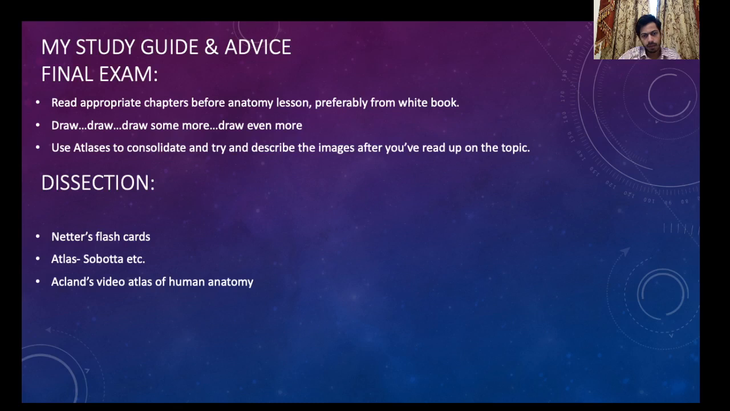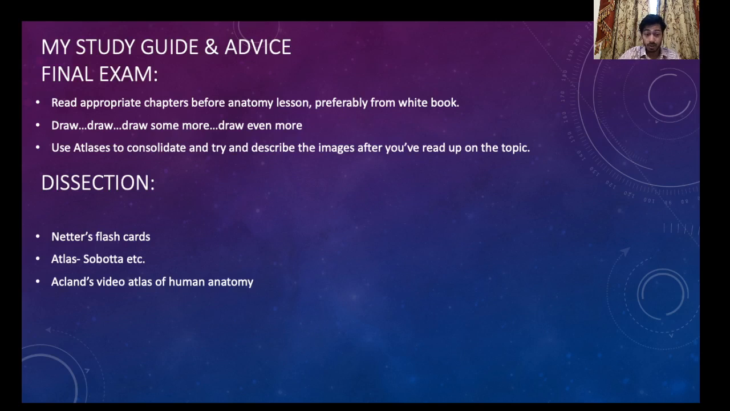Dissection-wise, I used Netter's flashcards quite religiously. For those of you who have them, I think they're a really, really nice tool. You can lay them out on the table, you can put them on top of each other and make layers or groups of muscles like that as well. You can work your way from top superficial all the way to deep, for example. So those are really good. Highly recommend those. Obviously your atlases.